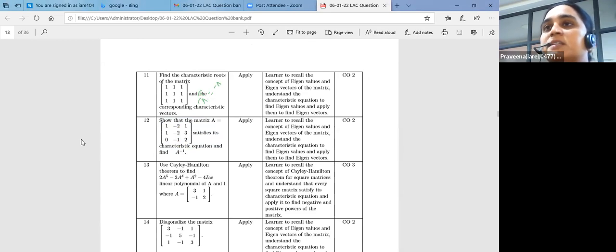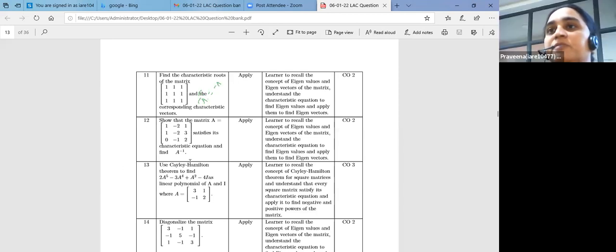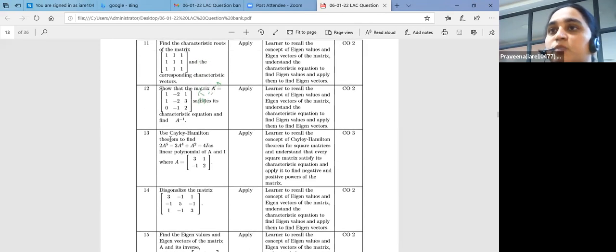Show that the 3 by 3 matrix A satisfies its characteristic equation and find its A inverse. That means what? Cayley-Hamilton theorem, right? Cayley-Hamilton theorem, and for that find A inverse. Okay, now. And next, the 13th question is also the same as Cayley-Hamilton. Use the Cayley-Hamilton theorem to find it.